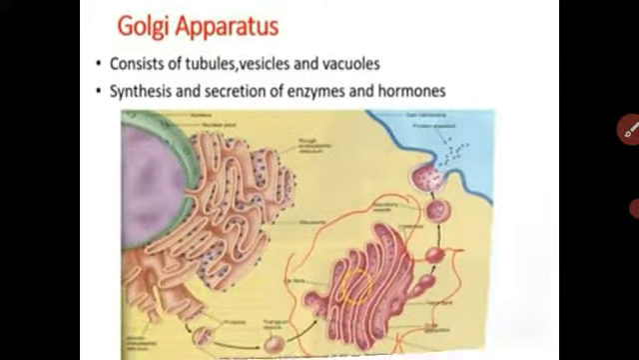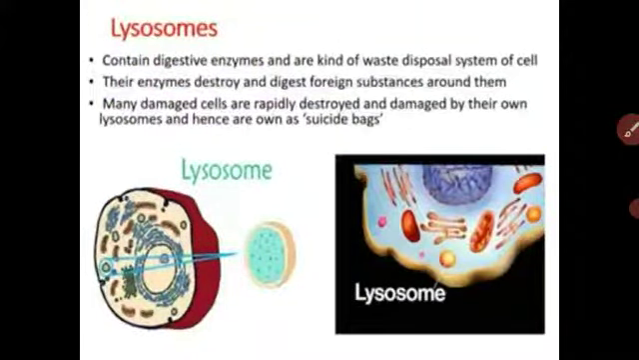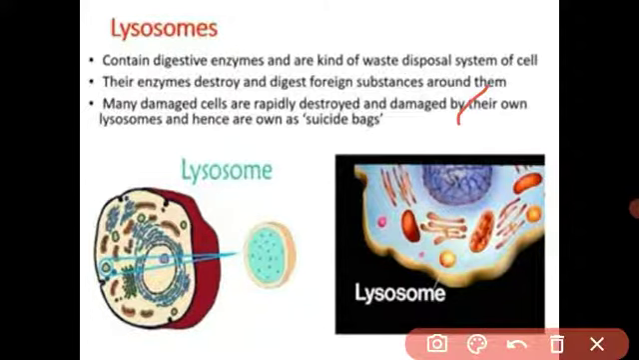Got it? The next cell organelle is the lysosome. Lysosome is a very important part of the cell. Lysosomes are also small vesicle-like structures present in the cell, and they contain many digestive enzymes. What is the main function? It is the waste disposal system.